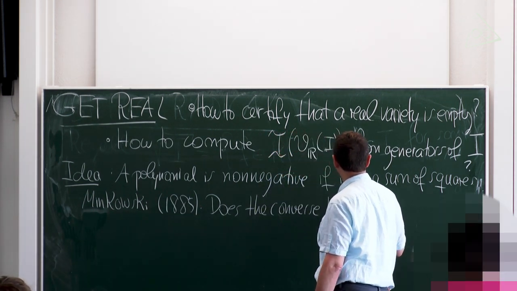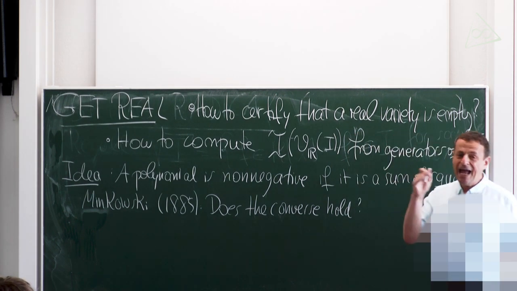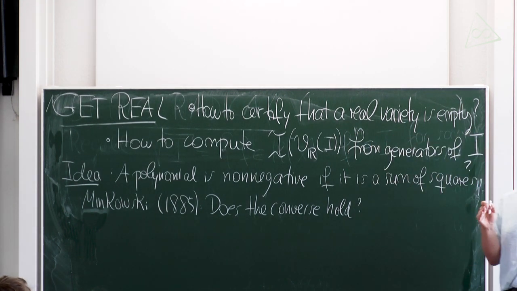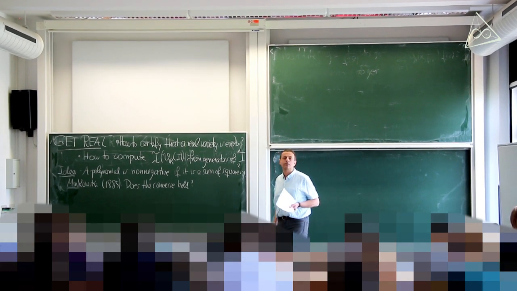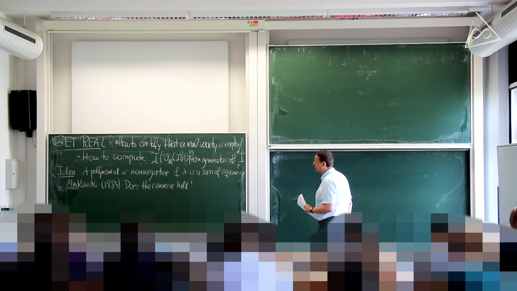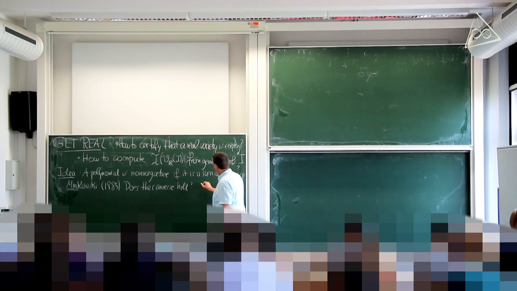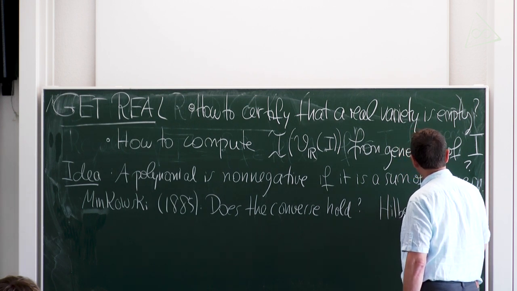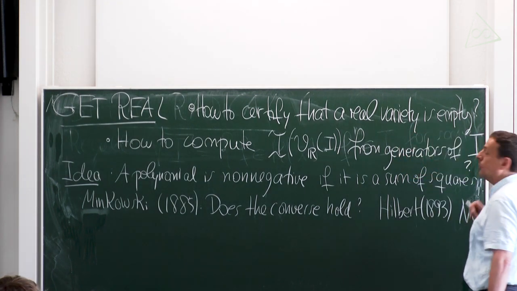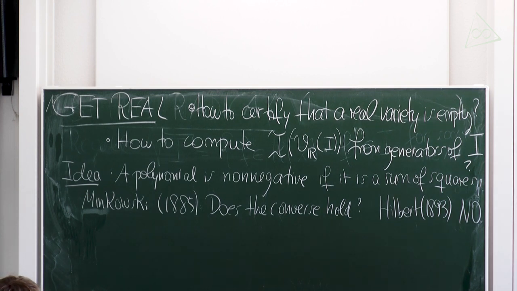Does the converse hold? Is it true that if you have a non-negative polynomial, a polynomial that takes only non-negative values, you can always represent it as a sum of squares of polynomials? That was also answered by Hilbert in 1893, and the answer is no. Hilbert argued that there are polynomials that are non-negative that are not sums of squares of polynomials.